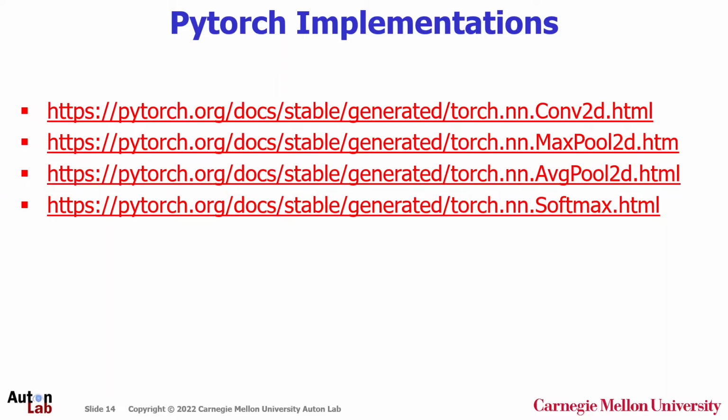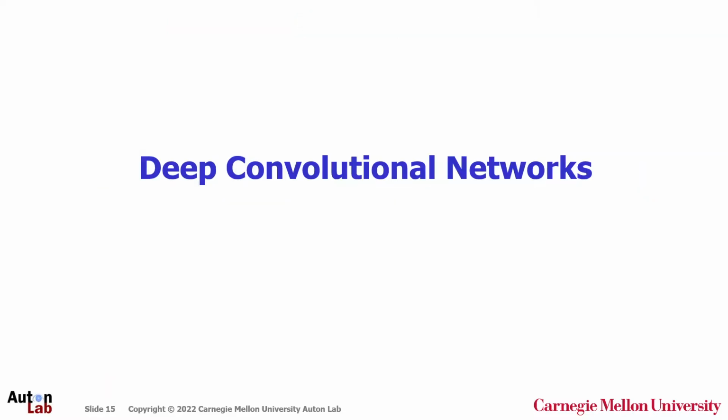If you use a deep learning framework such as TensorFlow, Keras, or PyTorch, then it's very easy to use convolutional layers, pooling layers, or softmax layers, because these layers are already implemented in them, and usually it's just a function call to use them. Here you can find some links to the PyTorch documentations of these layers. When you have a chance, please take a look at them. Now we are ready to see how to use these layers and building blocks in deep convolutional neural network applications.